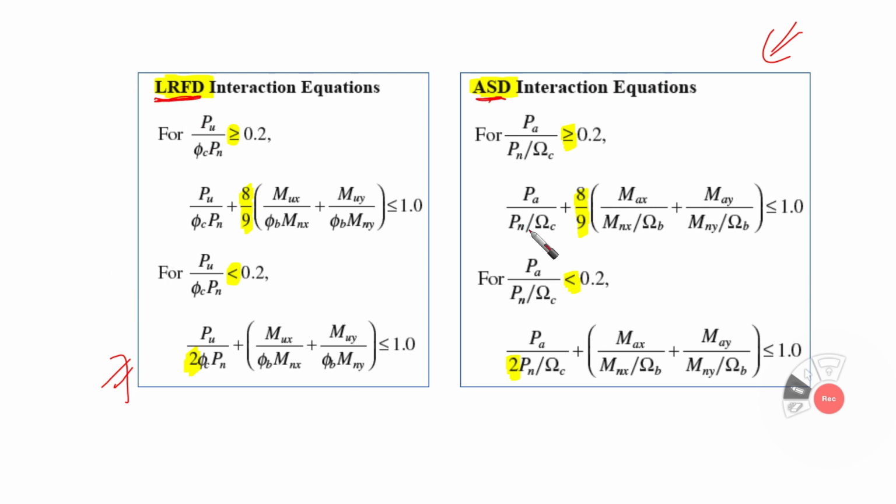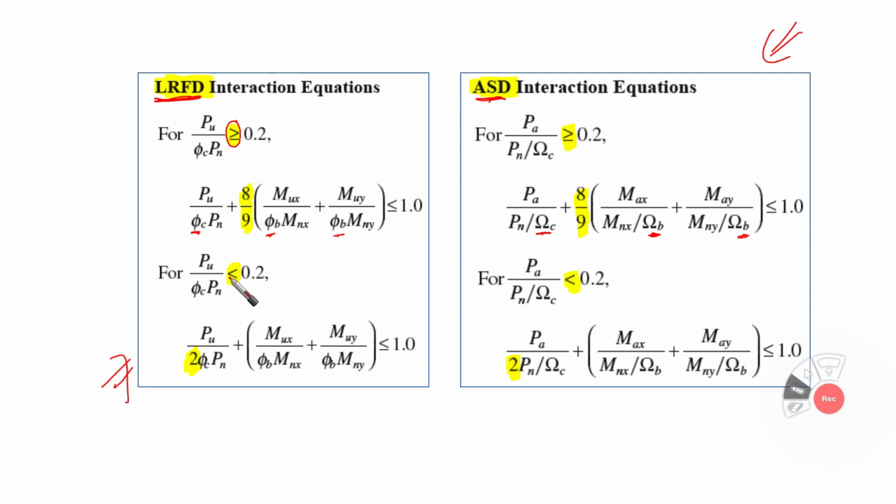So they are pretty much the same. Just instead of P ultimate, or the axial force, in the denominator, in the LRFD we are going to use the resistance factor, so phi C here, and phi B for the bending. However, in the ASD you are going to find the safety factor, which is omega C for axial forces and omega B for the bending moment terms.